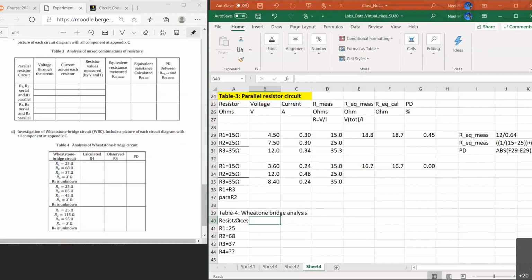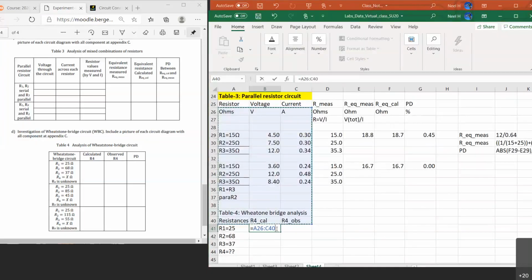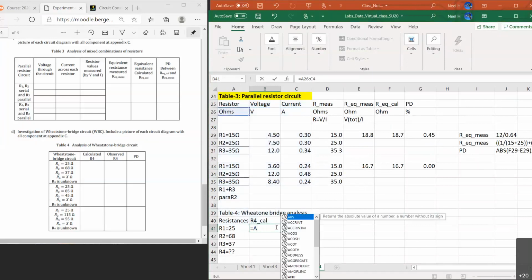Resistances. And then this is R4 cal. Then R4 observed on your experiment. So R4 cal is going to be equal to R1. R4 calculated is R2 times R3 over R1. Okay, let's do that calculation. R2 is 68 times R3 is 37 divided by R1 is 25.